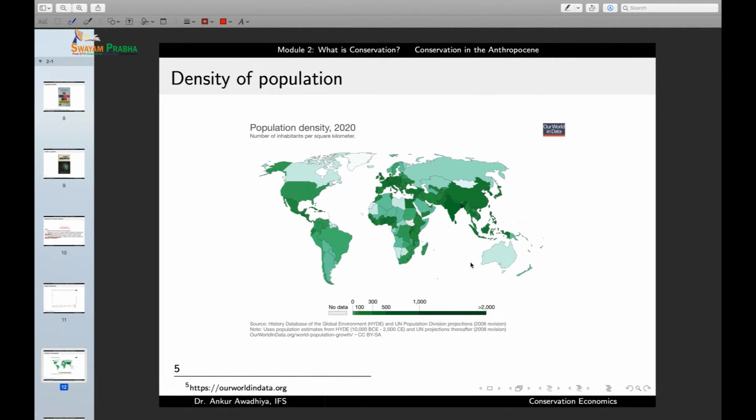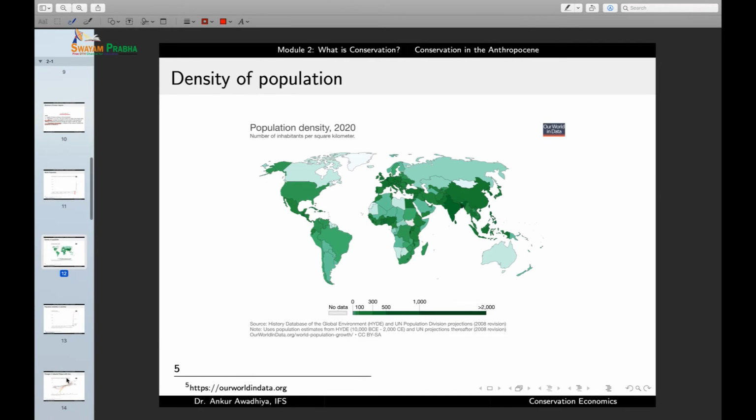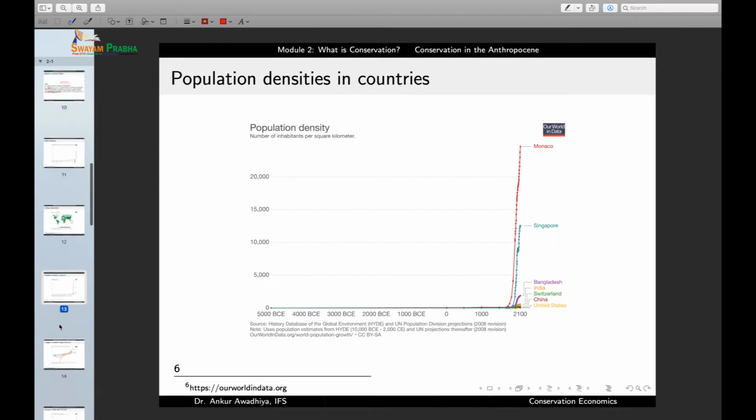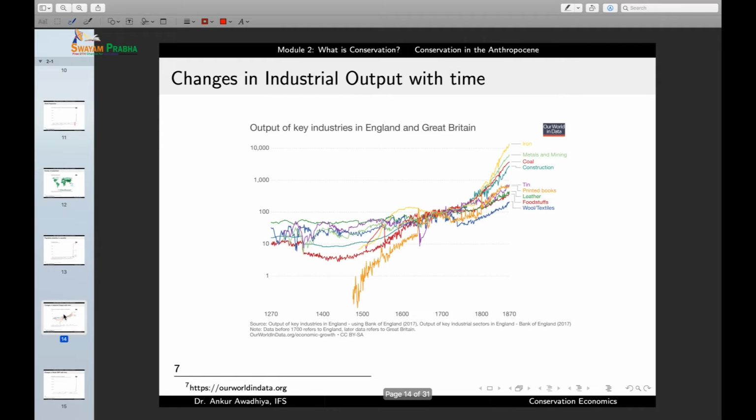And what we are observing here is that not only has the population been increasing with time and the rate been increasing with time, but also there are certain locations on earth where the population density is very high, and that has an impact on the total human impact on the environment. The population densities have also been growing with time in a number of areas.